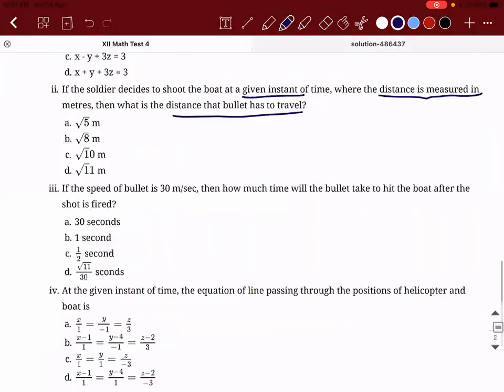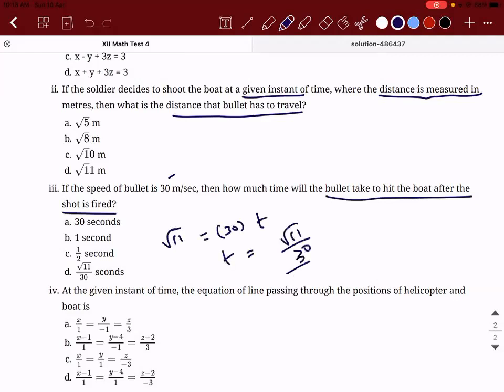Similarly, if the speed of the bullet is 30 meters per second, then how much time will it take to hit the boat? So root 11 by 30 seconds is the answer.